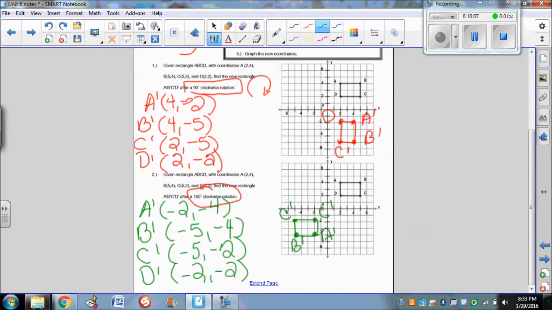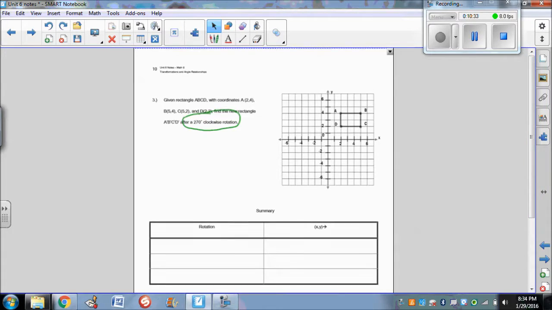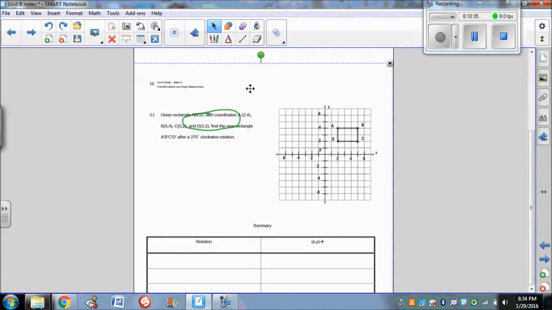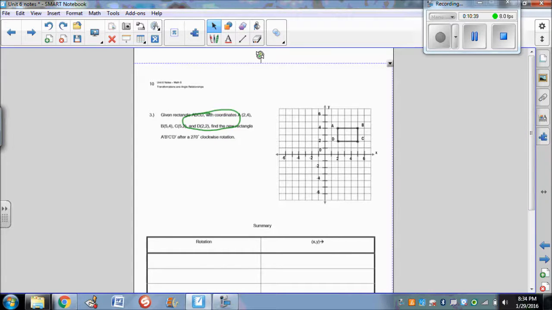We got one more to do, and hopefully this one will go even faster. Same rectangle, but we're just changing it, and now we're going to do 270 degrees rotation clockwise. So we're ready to turn our paper. You got your scrap paper ready, hopefully. Let's see if I can find my little rotation device. Okay, 270. Ready to walk this through?